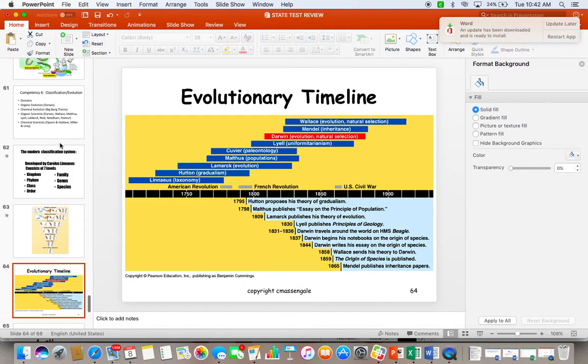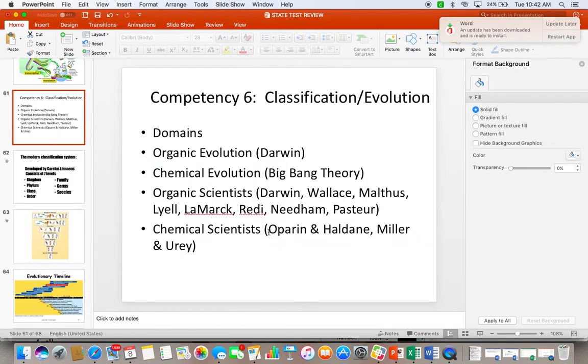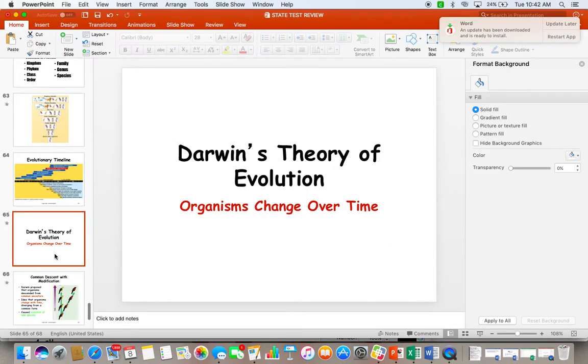When you look at chemical evolution, remember that's your Big Bang Theory. So Oparin and Haldane threw out the hypothesis that all the primitive gases in Earth's atmosphere were sparked by lightning or something, and that probably created macromolecules and whatnot. Miller and Urey were the ones that tested it.